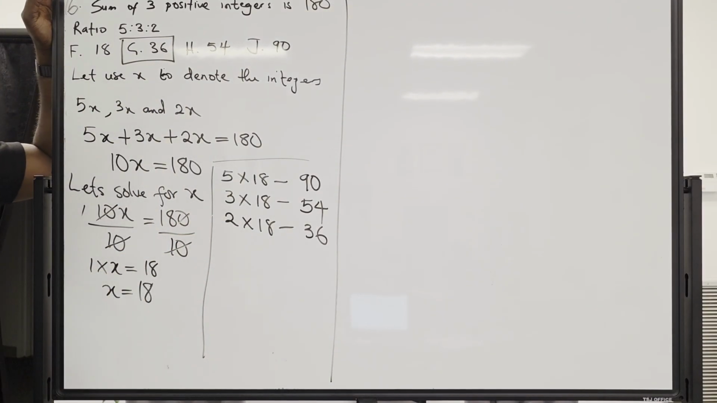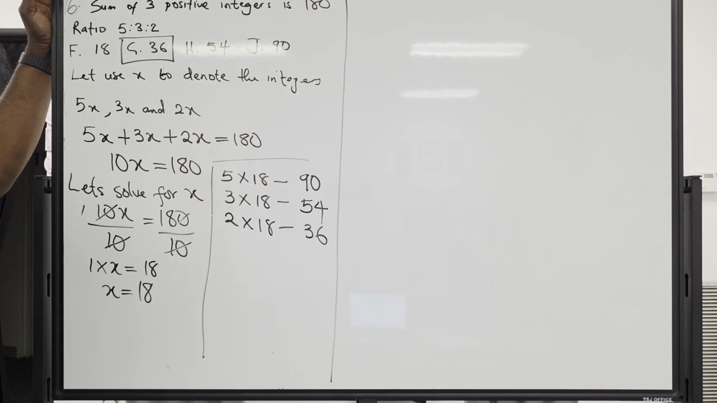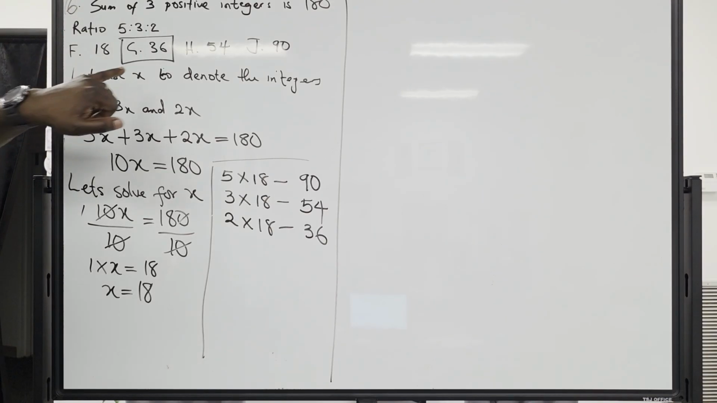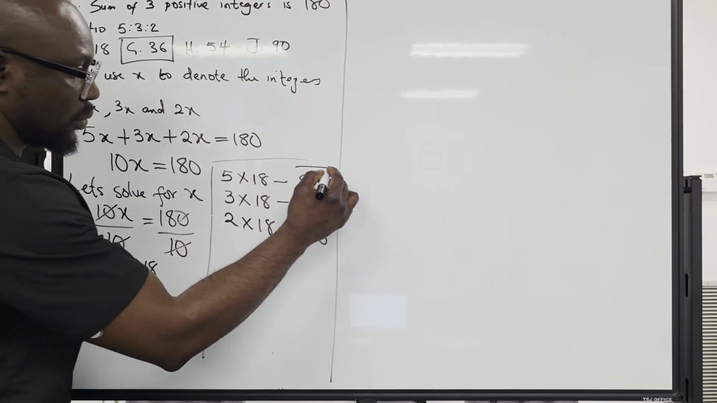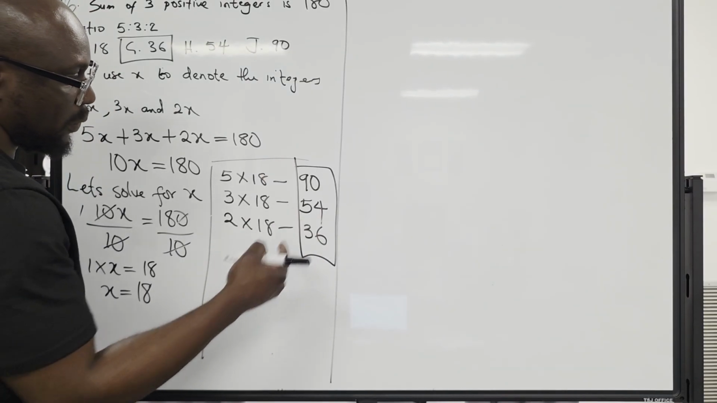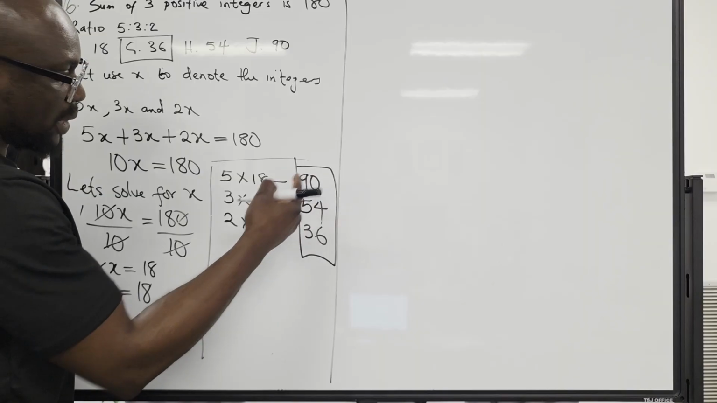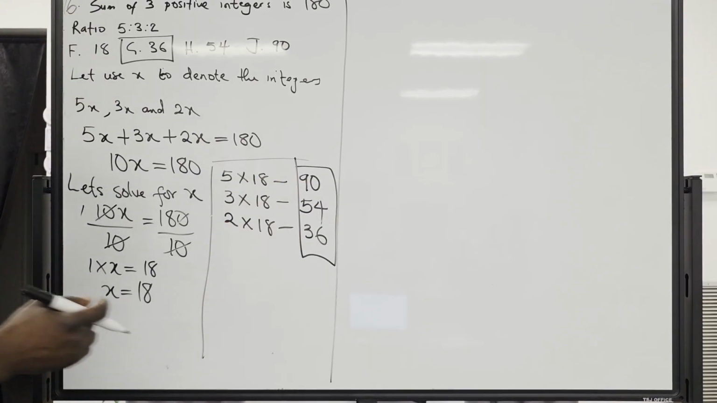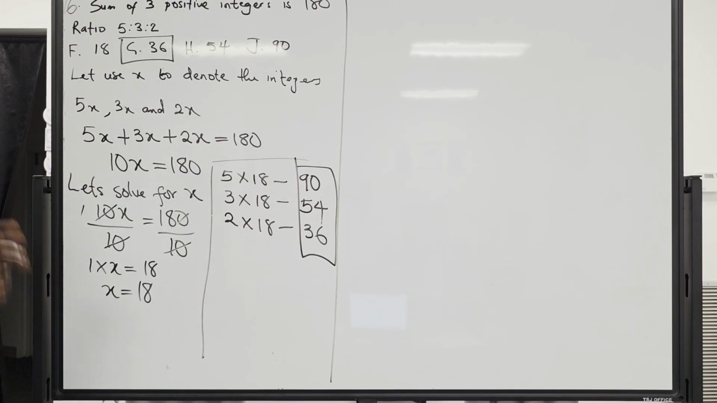The question says, what is the value of the smallest of the integers? And that is 36. And if you add these numbers together, we should have 180. 36 plus 54 is 90, and 90 plus 90 is 180. So our solution is correct. So that is our question 16.